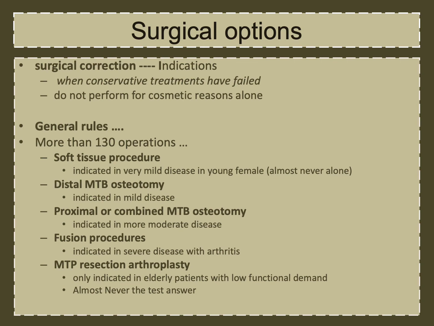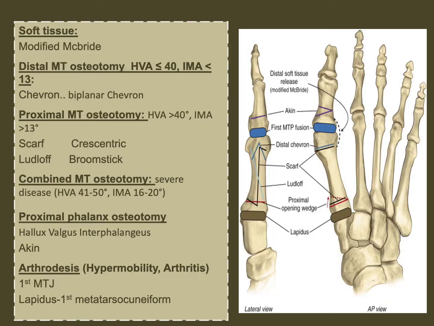MTP resection arthroplasty, also known as a Keller arthroplasty, is really only indicated in elderly patients with a very low functional demand or people who have osteomyelitis or something else where you really need a resection. So that is almost never the answer, and really almost never the test answer.